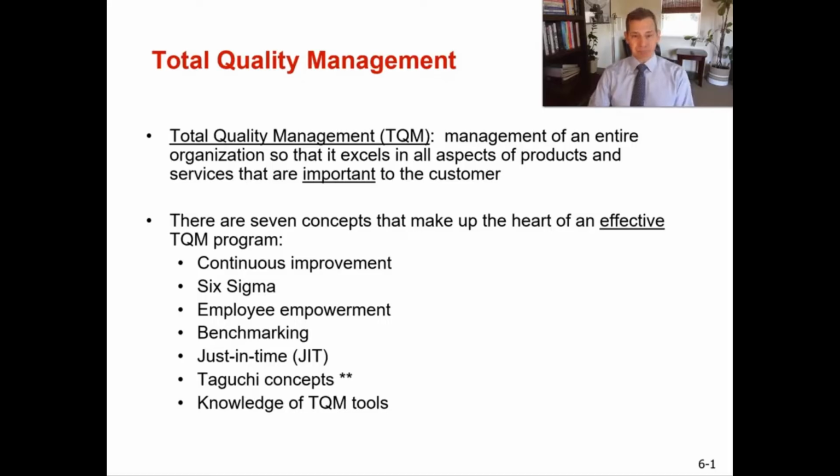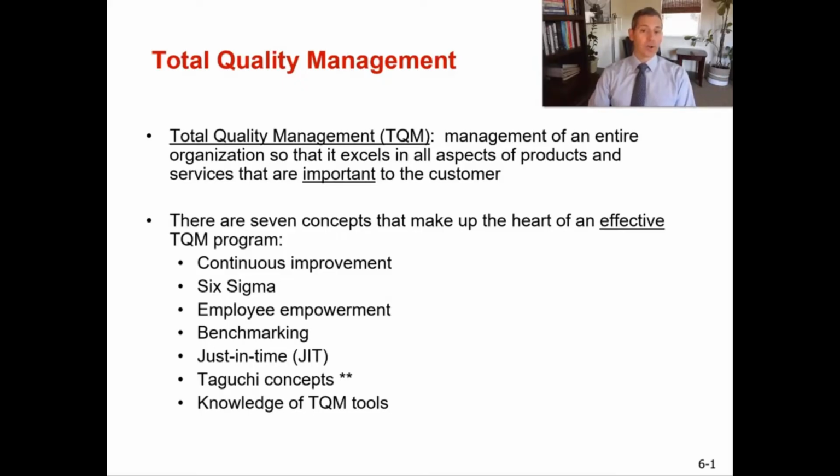They're exactly the same. And what we're going to learn about today is continuous improvement, Six Sigma, employee empowerment, benchmarking, Just-in-Time, TQM concepts, and knowledge of TQM tools. So those are the 7 concepts for total quality management.